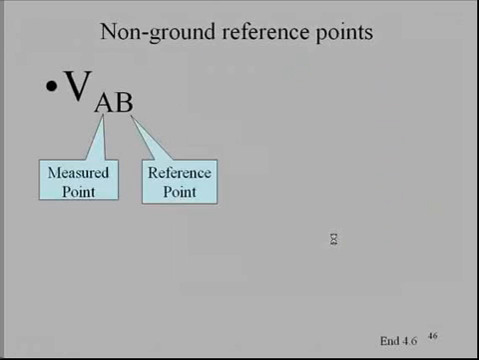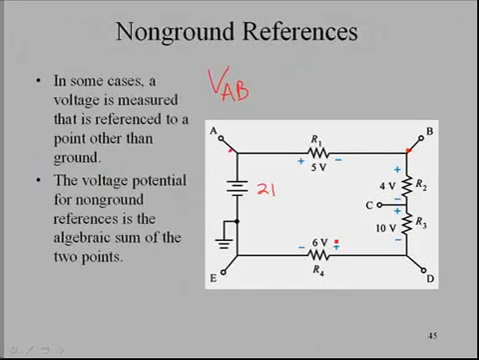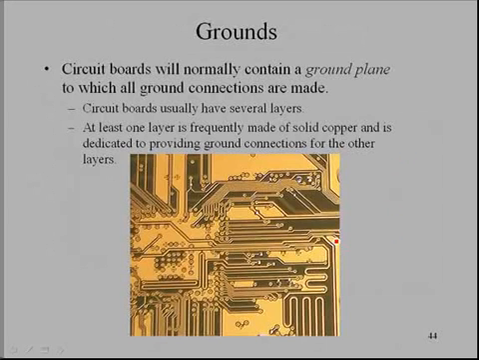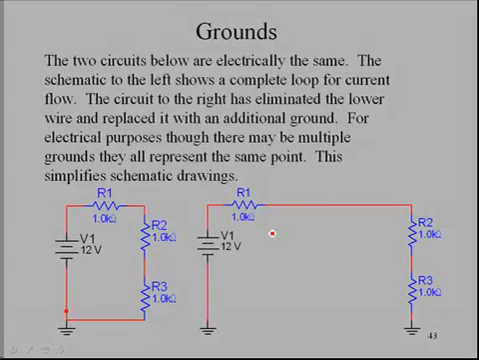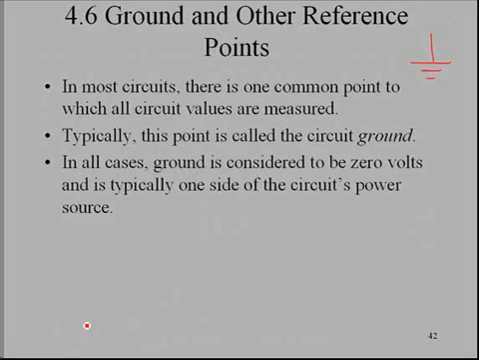Okay, this is our final section in Chapter 4, and we've been talking about grounds and non-ground reference points, and we looked at a ground plane on a circuit board, and we looked at the fact that typically on circuit schematics that return line to the single ground point is usually eliminated, and you might see many ground points on a schematic, but that they are all electrically the same point. And that concludes our discussion on grounds.